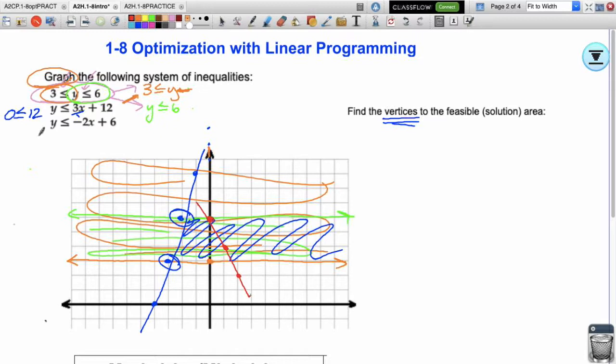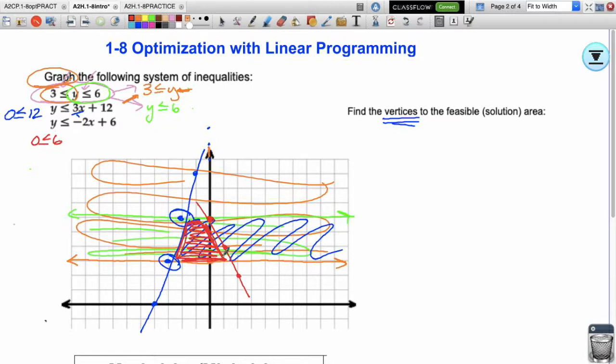I can test the point 0, 0 if that's what you like to do. I plug a 0 in here. 0 plus 6 is 6. The 0 is smaller than 6, so 0, 0 works. That means I'm going to shade in here. So my feasible region here is a closed shape. It's this trapezoid. Okay, it has those two parallel sides.